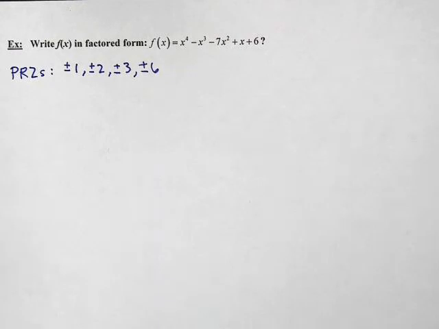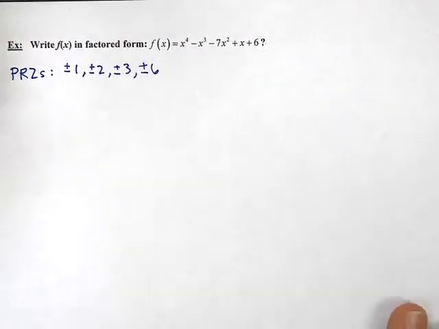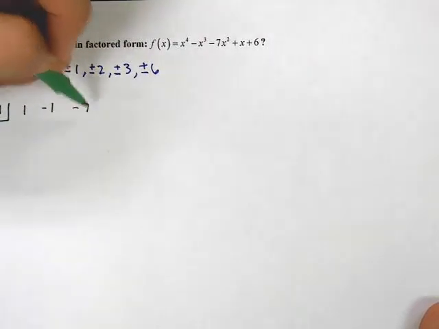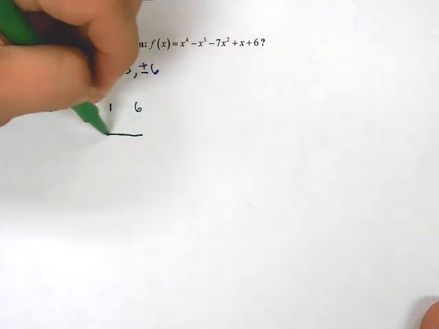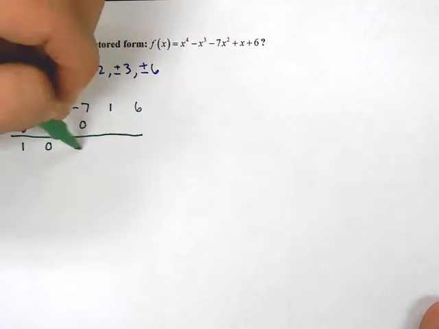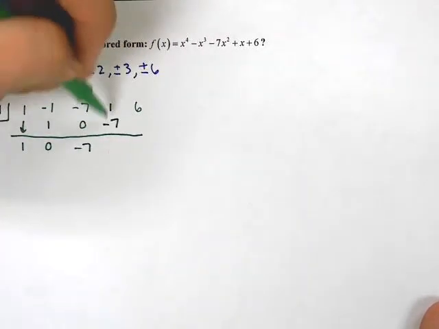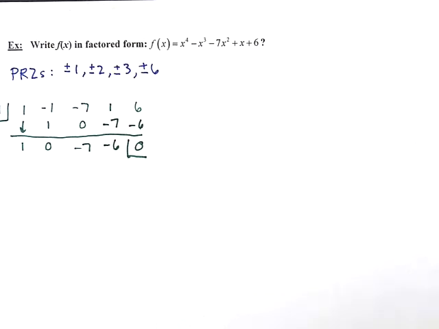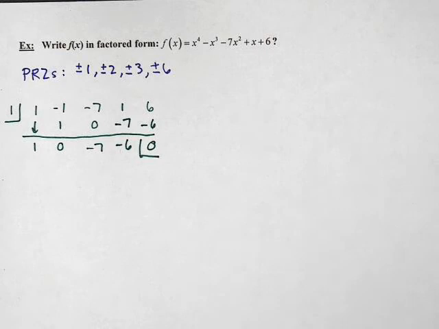Alright, let's see what's going on here. Okay, so again, I'm going to start with positive 1. It's just kind of my thing. And I know my coefficients are 1, -1, -7, 1, and 6. Alright, so I bring the 1 down: 1, 1, 0, 0, -7, -7, -6, -6, 0. Okay, this is good. We got a remainder of 0, that's what we wanted. Of course, my 1 was off the page. Okay, we got a remainder of 0.